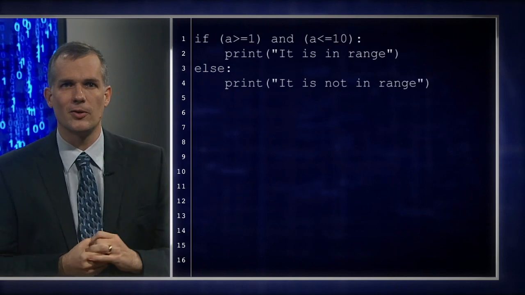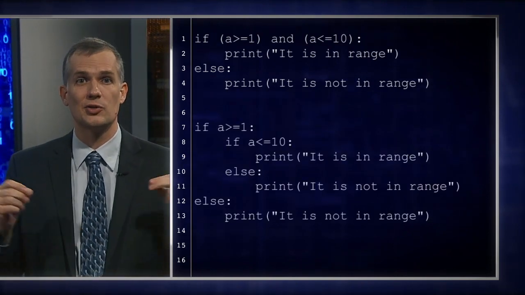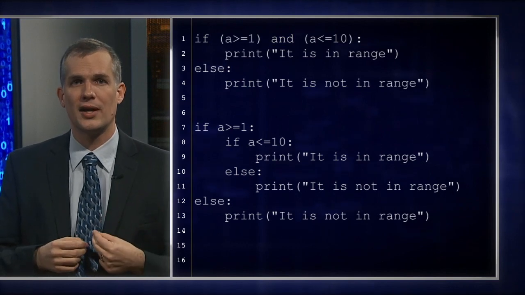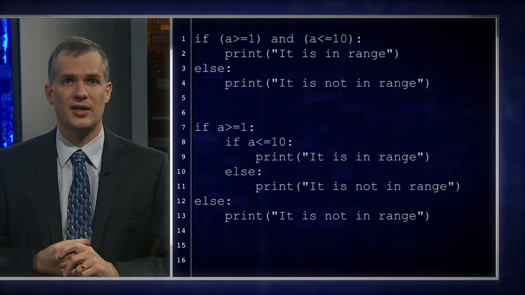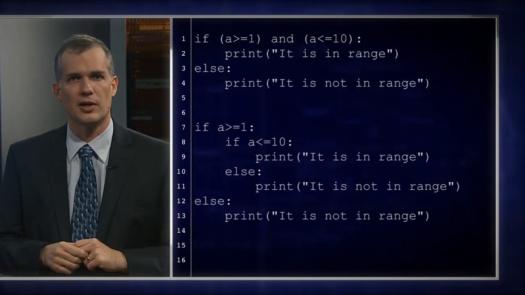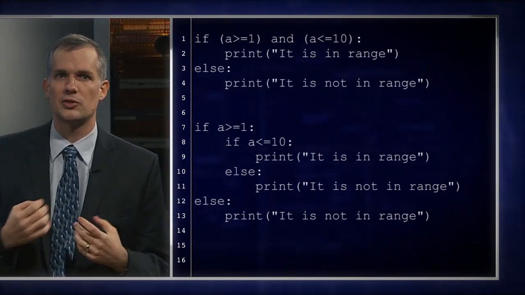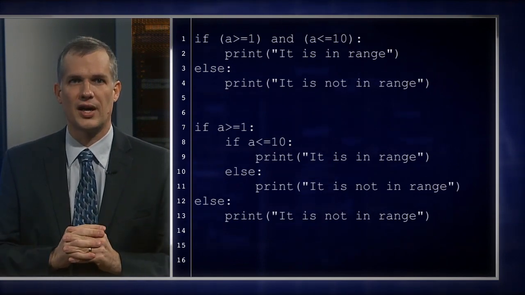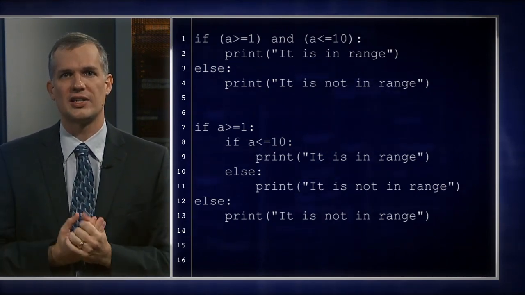Well, you can see here that we can combine the conditions into a single condition using an AND. A greater than or equal to 1 and A less than or equal to 10. This makes our if statement much simpler in terms of code, and it's also much simpler in terms of understanding what's happening. We can see the entire condition on one line, rather than having to look at all the lines of nested ifs.